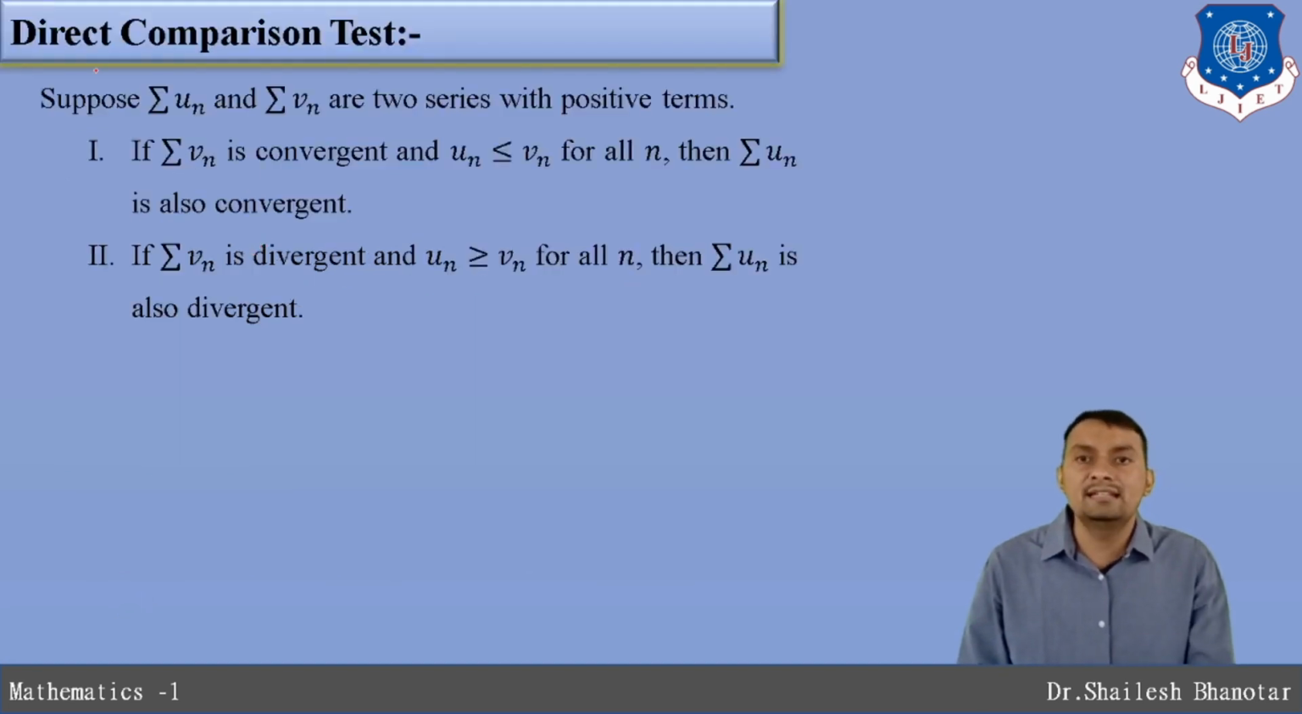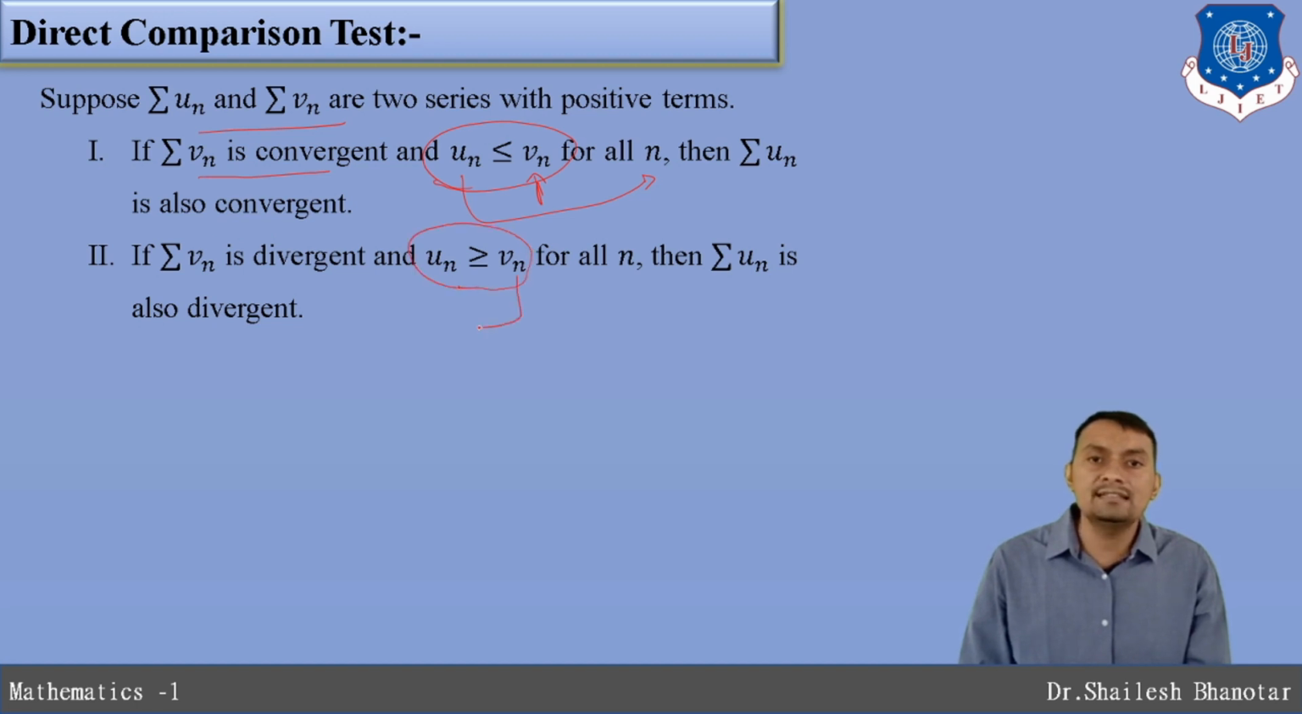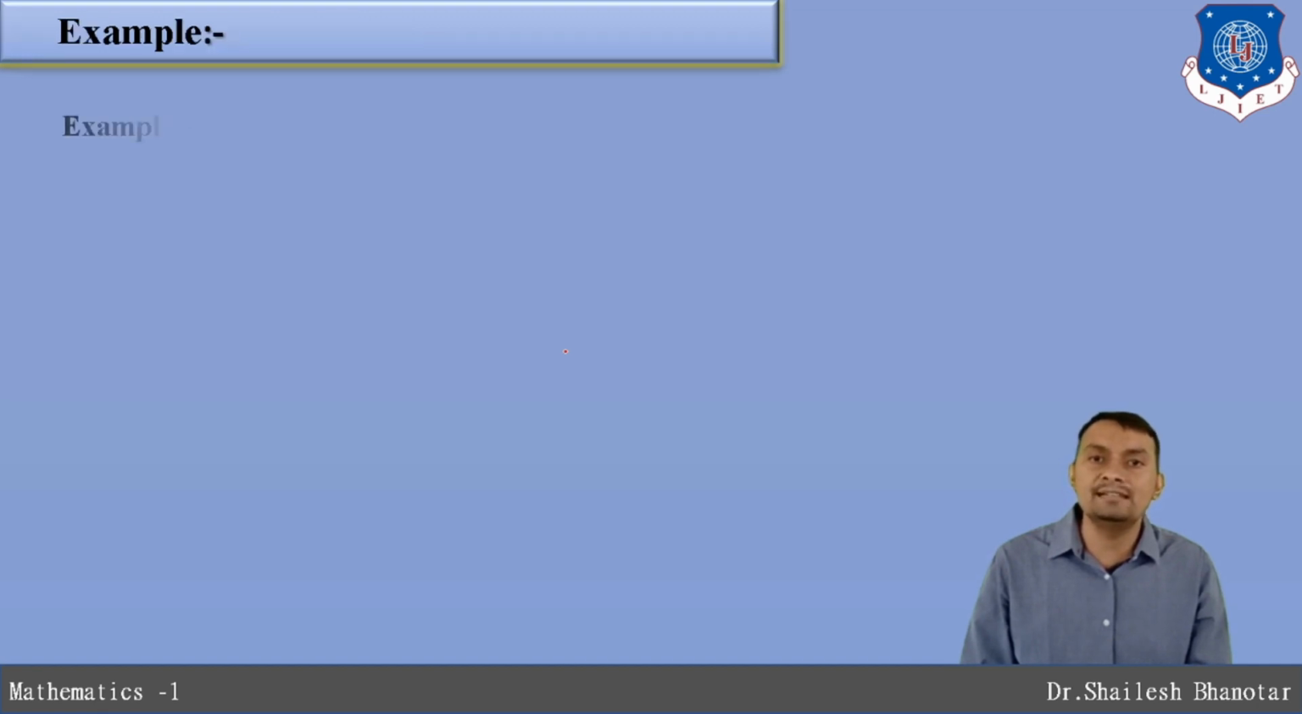Now let us understand the direct comparison test. Suppose you are given that both the series un and vn are positive term series, and suppose you are given this relation. If the series vn is convergent, then the series un must be convergent. If the series vn is divergent, then the series un must be divergent. We will keep that in mind, and this test is known as the direct comparison test.